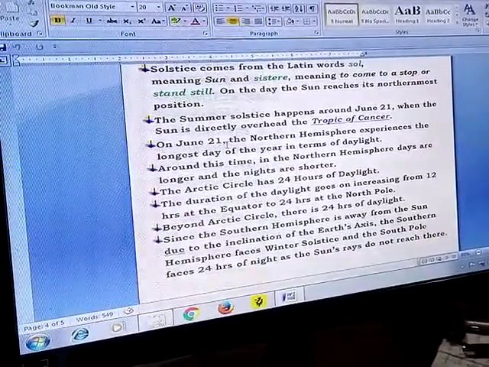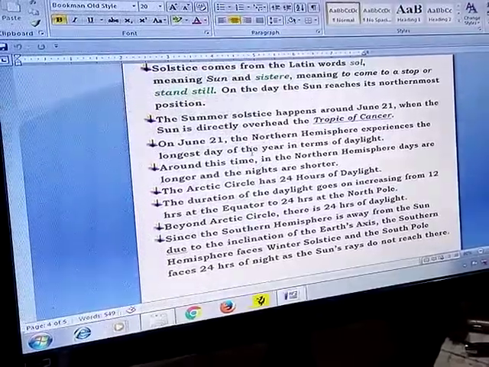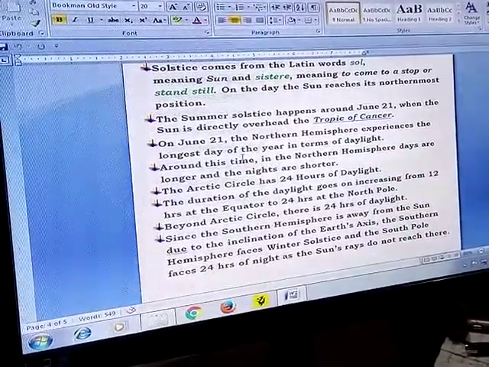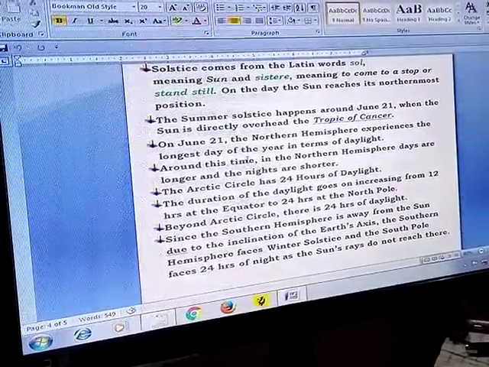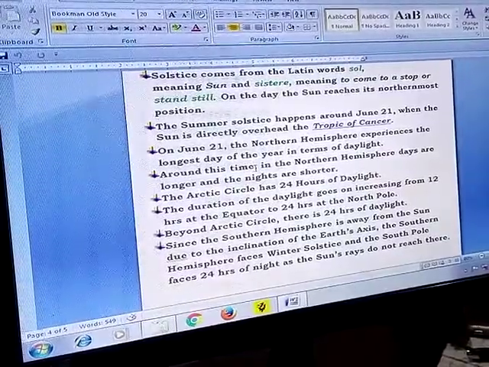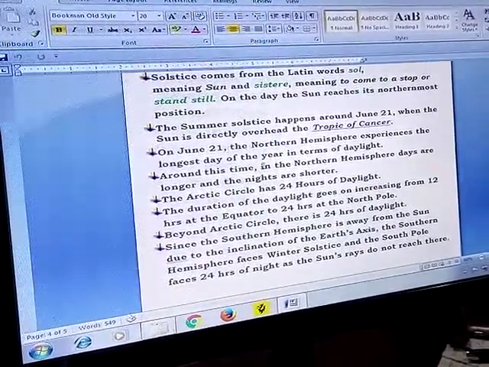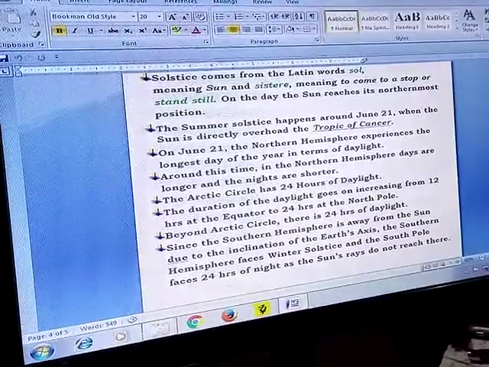On 21st is the longest day. But the whole summer solstice is not just one day. It is of 2 months. So in these 2 months, the days, compared to the winter days, are longer and the nights are shorter. The Arctic Circle has 24 hours of daylight.